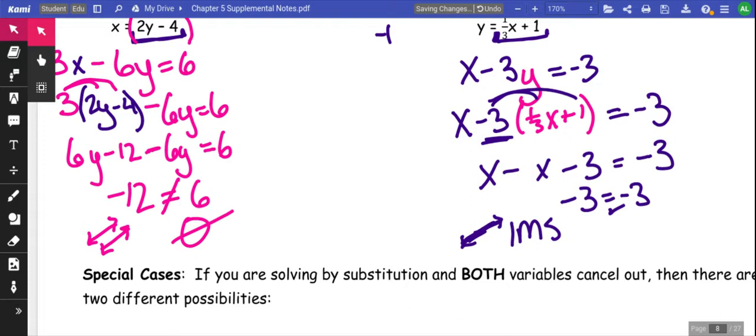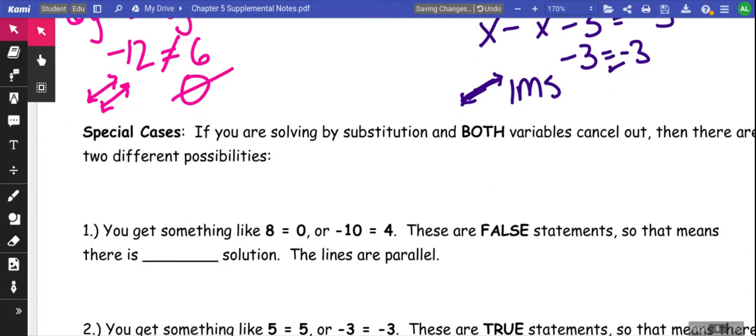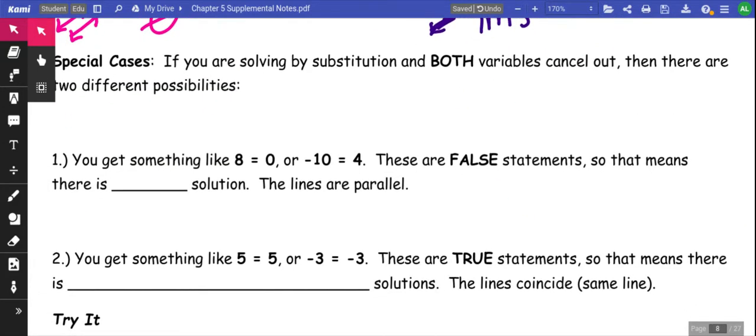We don't have to go back like we had to the other day and plug in, oh, this is my x value, so let me plug it in and find y. There's no value to plug in, so you don't have to worry about this step if you do have a special case.